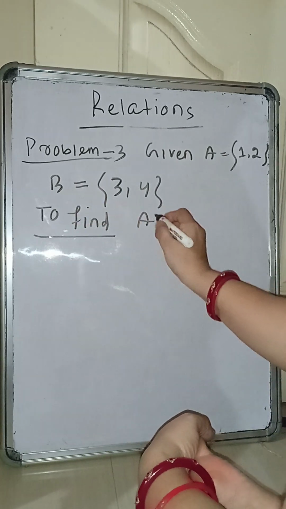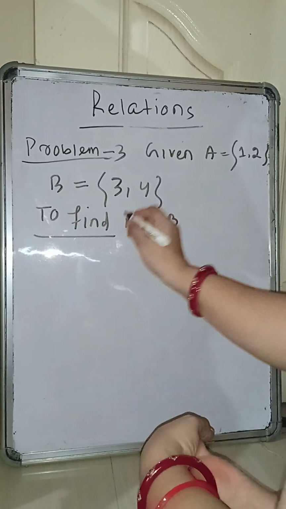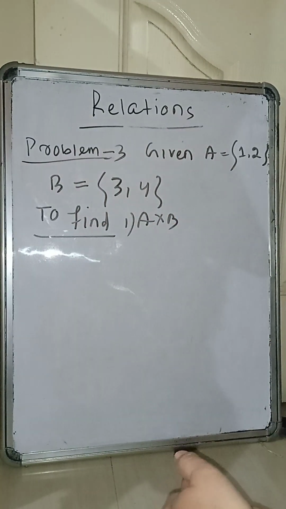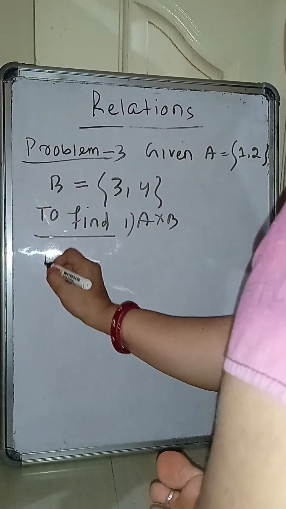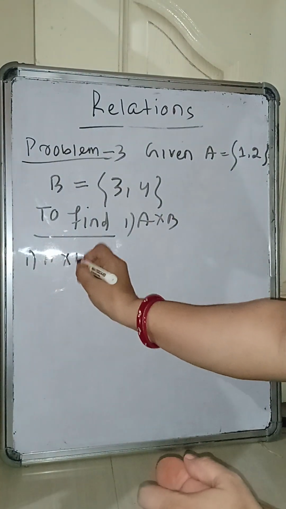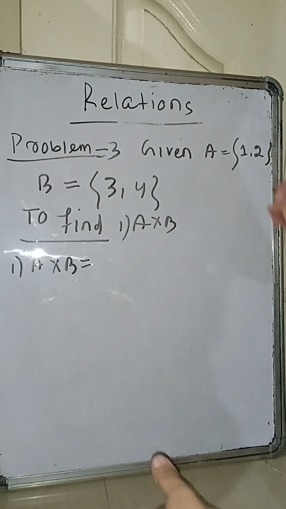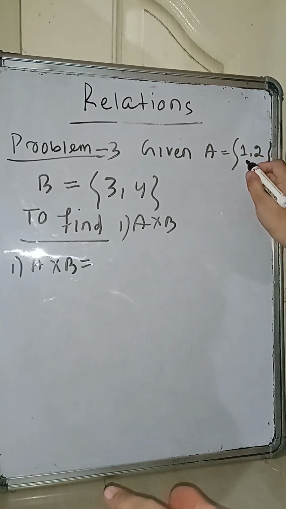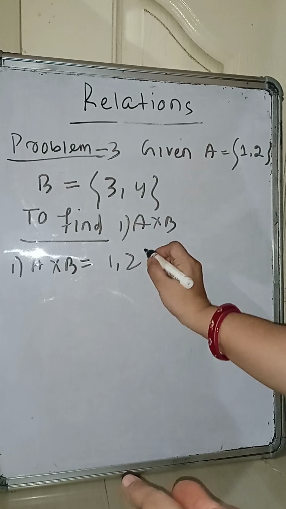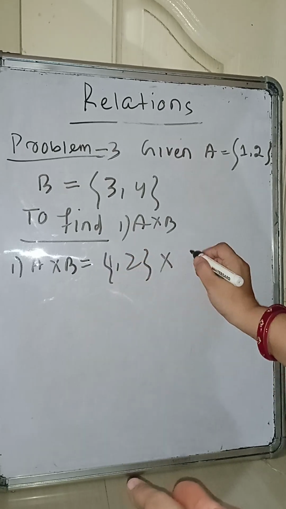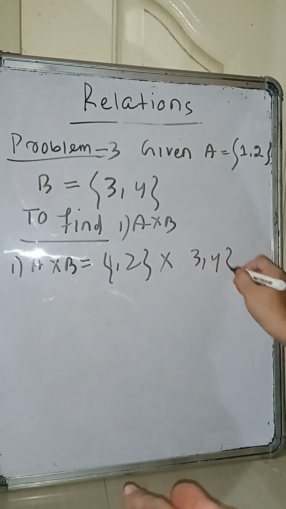To find A cross B. Your first task is to find A cross B. So let us find first A cross B, the Cartesian product of A and B. So what will this be? First set A, let us write here {1, 2}, Cartesian product set B, that is {3, 4}.